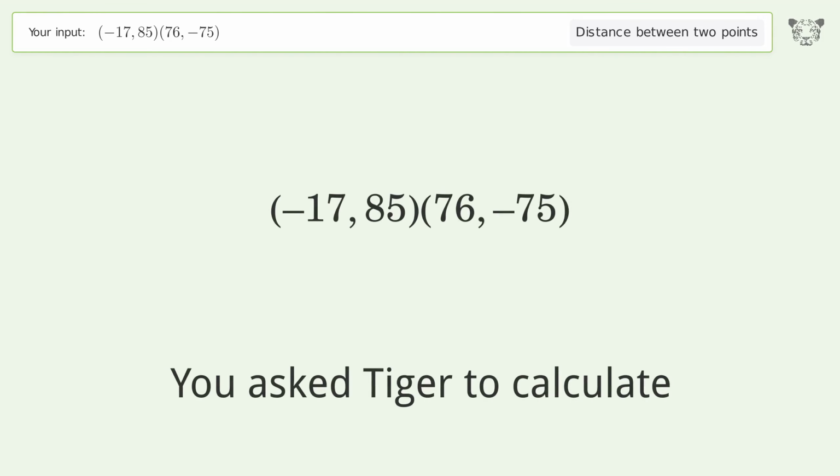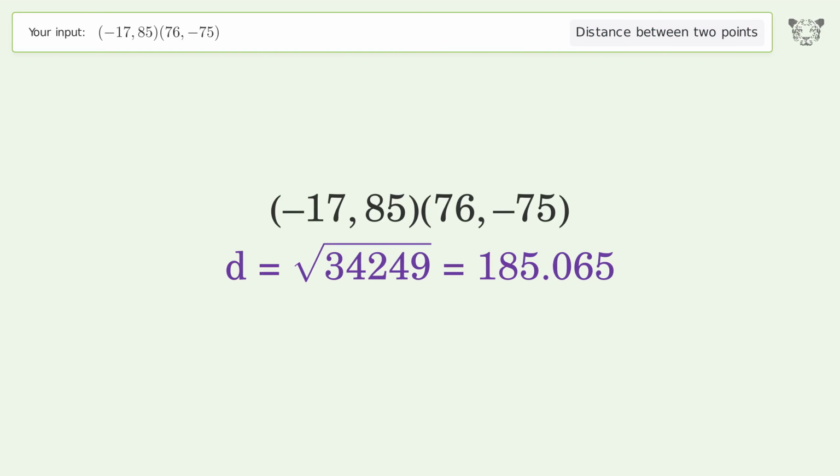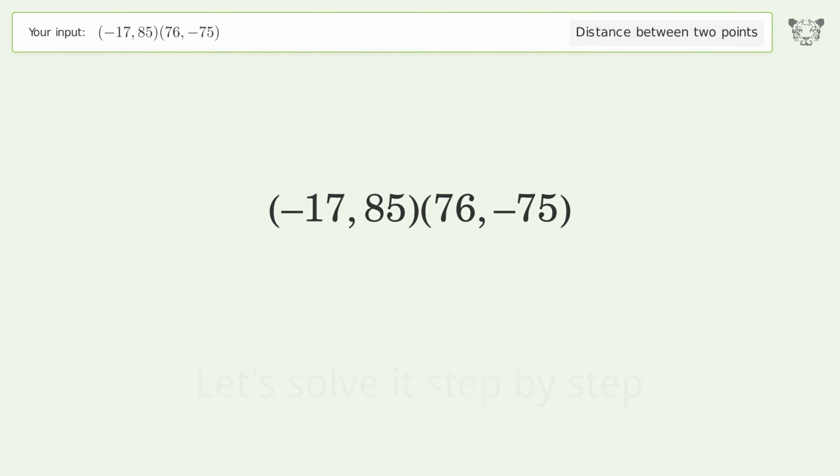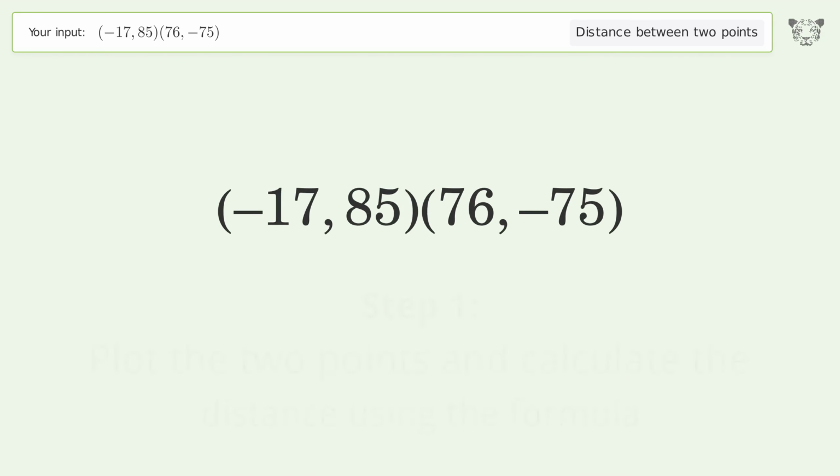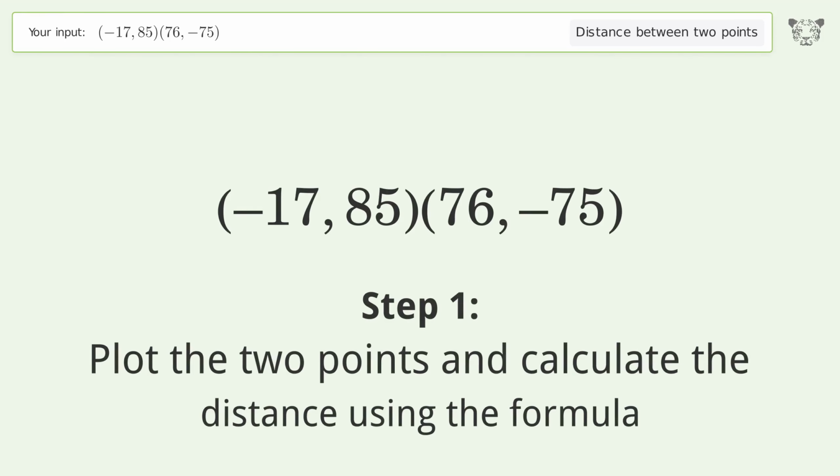You ask Tiger to calculate. This deals with the distance between 2 points. The distance between the 2 points is the square root of 34,249 or 185.065. Let's solve it step by step. Plot the 2 points and calculate the distance using the formula.